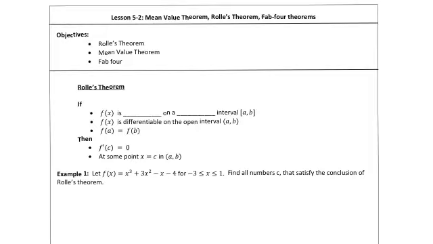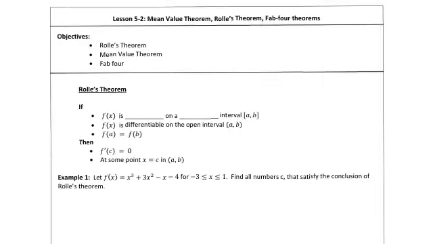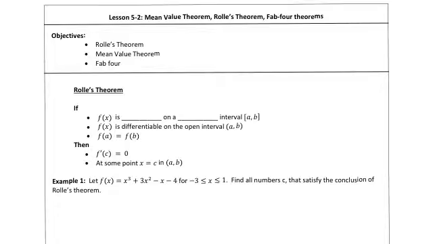Hello everyone, this is a video about Rolle's theorem, mean value theorem, and four theorems that we need to know for the course. So the first theorem is Rolle's theorem, and Rolle's theorem tells us that if a function is continuous and it is defined on a closed interval, right? So we want brackets here. The function is continuous on a closed interval, and it's also differentiable. That means smooth, and you can find a derivative on the open interval AB.